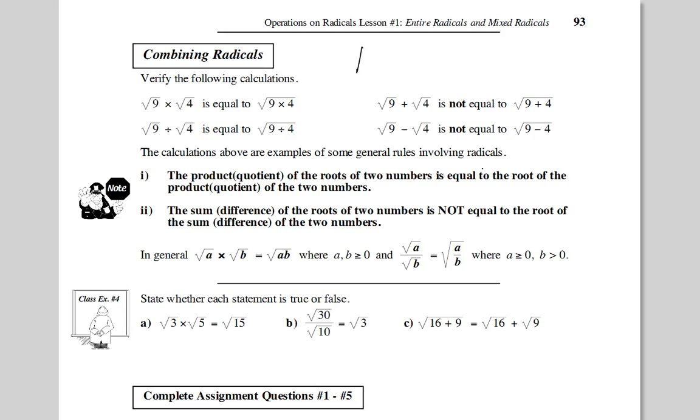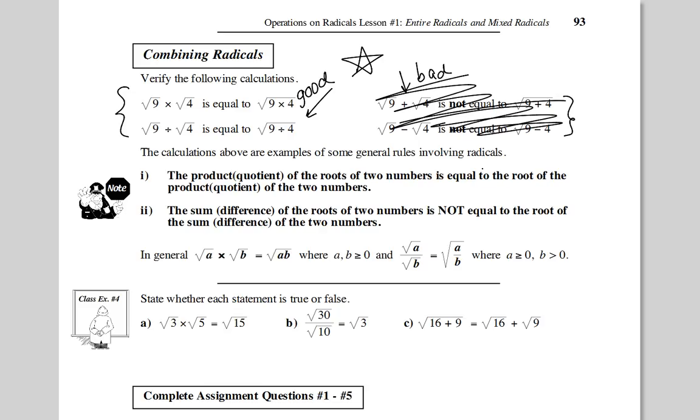Okay, this is crucial. Very, very crucial. You're allowed to smush radicals together. Smush them together if it's timesing and dividing, but not if it's plusing and minusing. So you got some good, and you got bad. Do not do this stuff here. This is bad. Okay? So, put a star next to this in general.